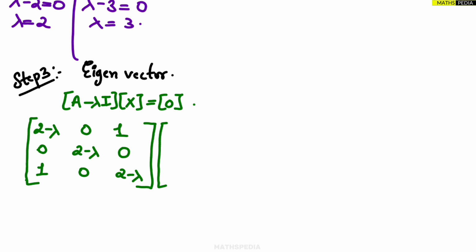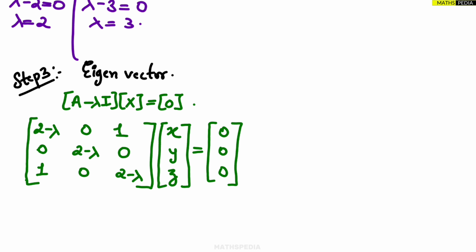So the x matrix can be taken as what? X, y, z, or x1, y1, z1, whatever you need you can take. 0 is basically the 0 matrix, column wise you have to take. Okay. Now this is the form. For the first eigenvalue we will start. So eigenvalue lambda is equal to 1 we will start.